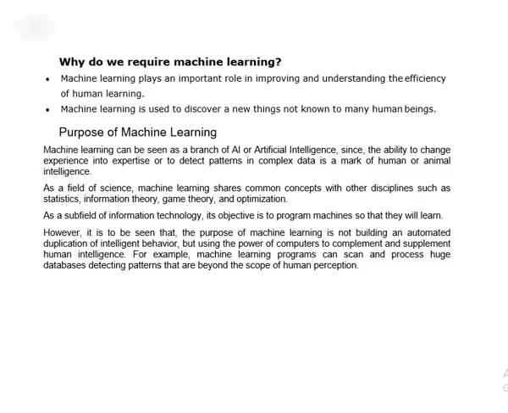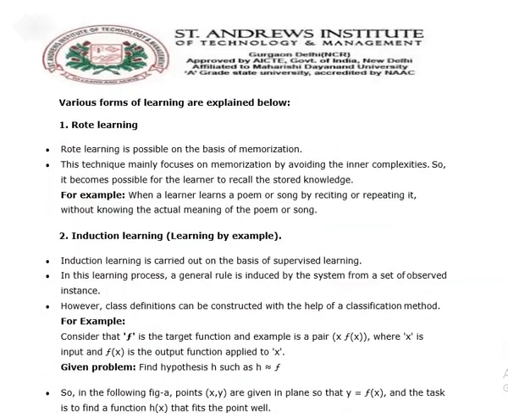Machine learning is mostly used to discover new things that are not known by any human being. There are different purposes that come to mind as we come across the field of science. Machine learning shares common concepts with disciplines like statistics, information theory, game theory, optimization techniques, and various other things that come to mind with the platform of machine learning. Now, as we come across, there are different types of learning: supervised, unsupervised, reinforcement, and semi-supervised.